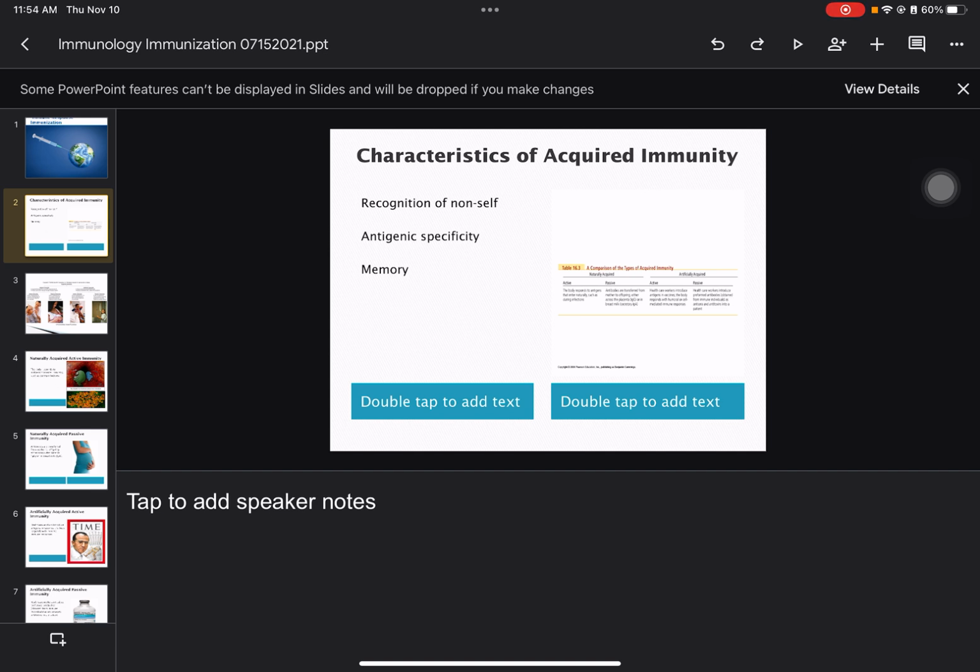In order for our bodies to acquire immunity, the body must be able to do certain things. It has to be able to recognize non-self. The immune system has to recognize non-self, okay? Second, the things it's recognizing have to have antigenic specificity. What that means is it has to have proteins and carbohydrates that mark them non-self, because that's how the immune system will react to them and make antibodies against them, okay?